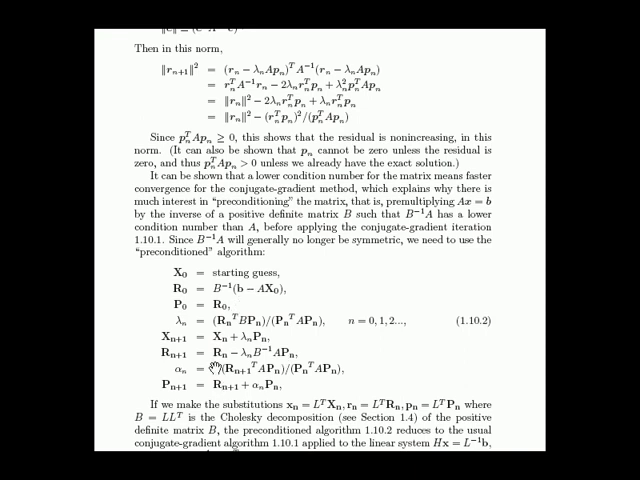So the conjugate gradient method applied to B inverse A x equals B inverse little b is this, and again it's still order n plus order nz, where nz is the number of non-zeros of A.